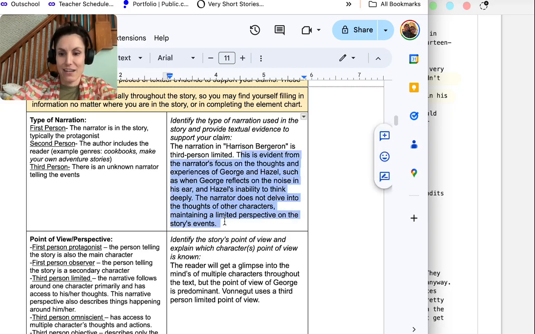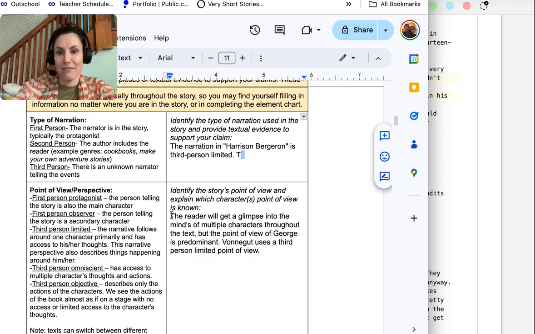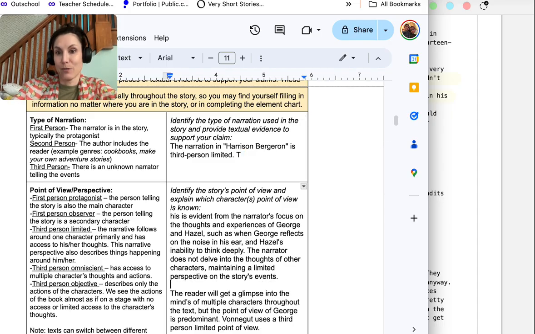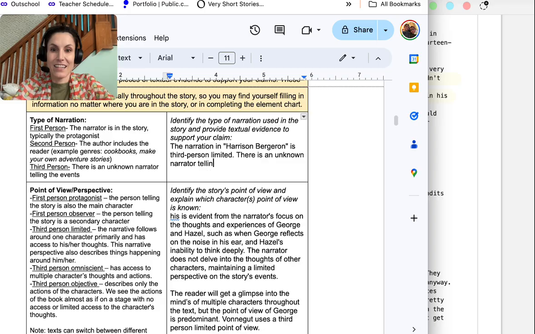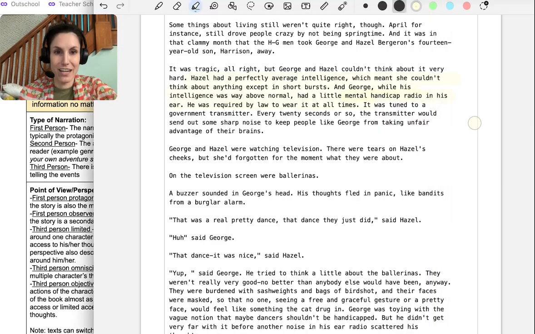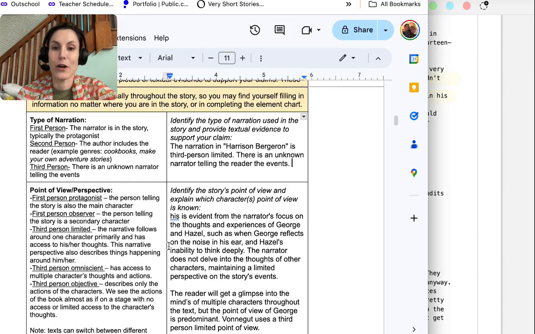I'm going to put this down here because we have predominantly, that would be your point of view. And then for this, the narration is third person. We can say there is an unknown narrator telling the reader the events. So we have an unknown narrator, and we know it was tragic, but George and Hazel couldn't think about it. So our narrator is not in the story, third person. And then our point of view, we can say it's going to be the reader.